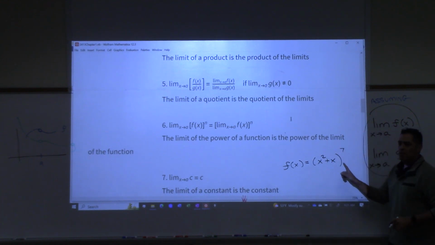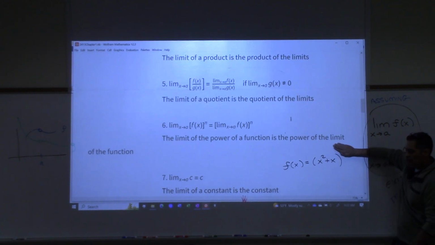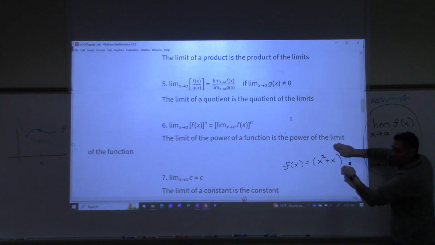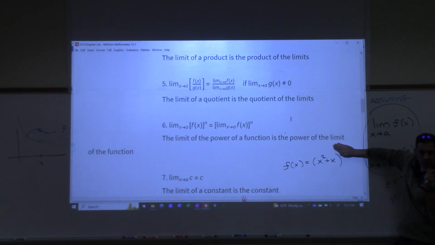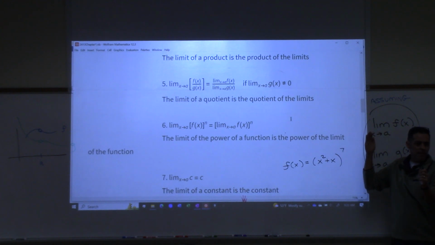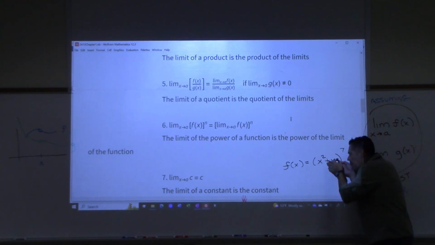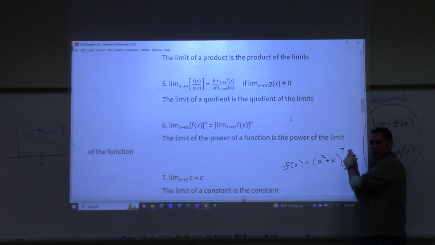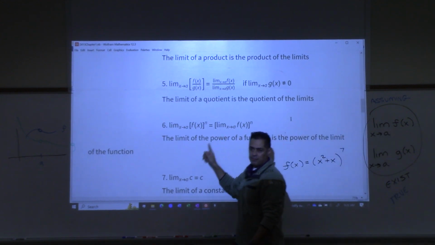If I wanted to know the limit of this function, if approaching some value, what I could do is ignore the 7, see what's happening here. Whatever that goes to, whatever the limit is of that, I would just then raise that answer to the 7th power. So I'm allowed to just kind of focus in here instead of focusing on that. That's what this law says.